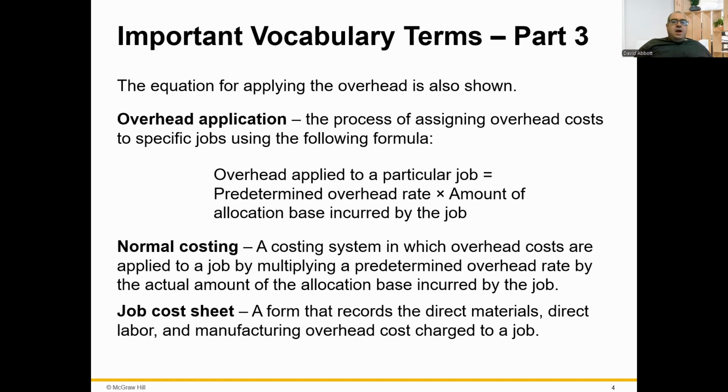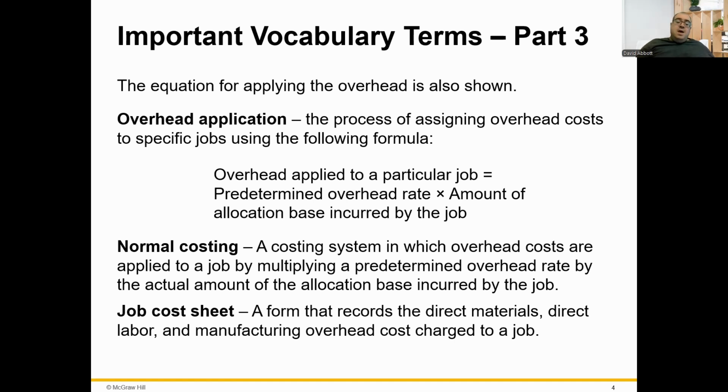And then the overhead application is the process of assigning the overhead costs to specific jobs, and you can do that using the following formula, which is the predetermined overhead rate multiplied by the amount of the allocation base incurred by the job. Then we have normal costing, which is a costing system in which overhead costs are applied to a job by multiplying a predetermined overhead rate by the actual amount of the allocation base that was incurred in each job.